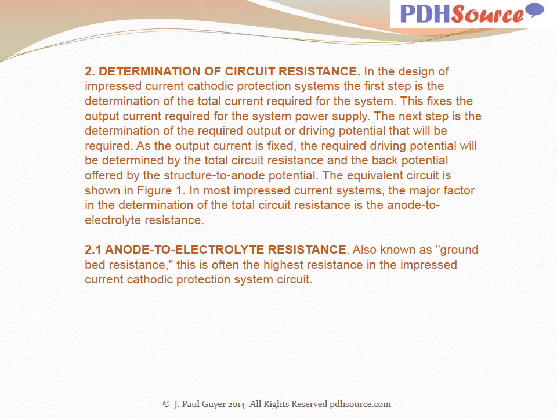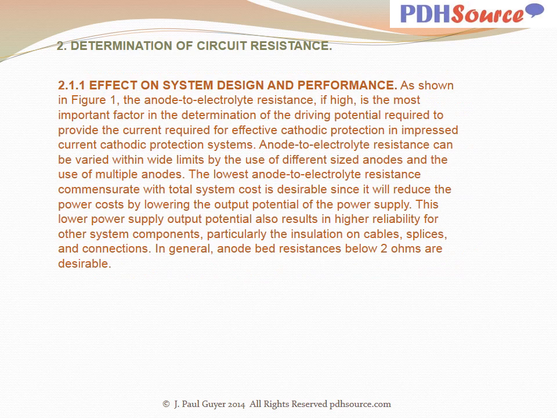In most impressed current systems, the major factor in the determination of the total circuit resistance is the anode to electrolyte resistance. With regard to the anode to electrolyte resistance, also known as ground bed resistance, this is often the highest resistance in the impressed current cathodic protection system circuit. As shown in Figure 1, the anode to electrolyte resistance, if high, is the most important factor in the determination of the driving potential required to provide the current required for effective cathodic protection in impressed current cathodic protection systems.